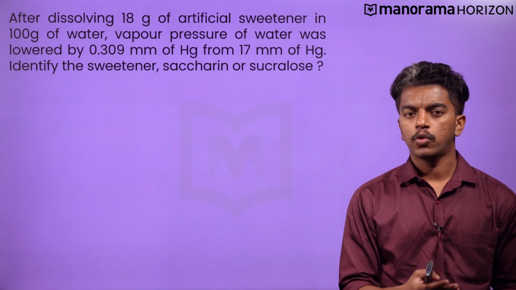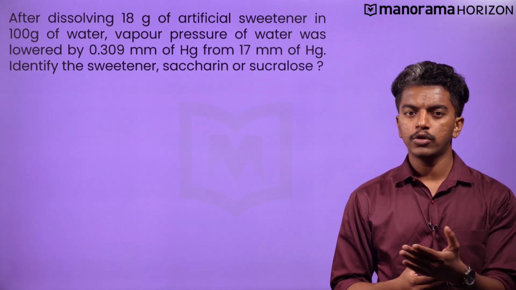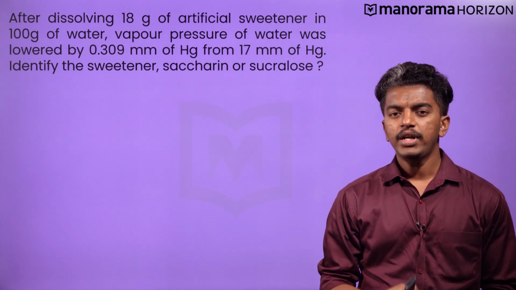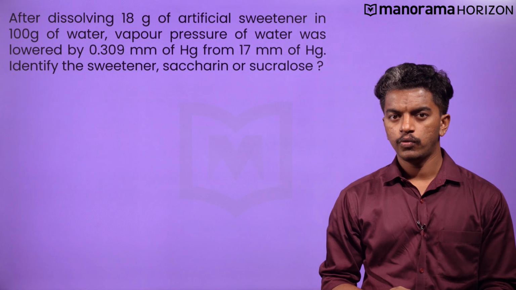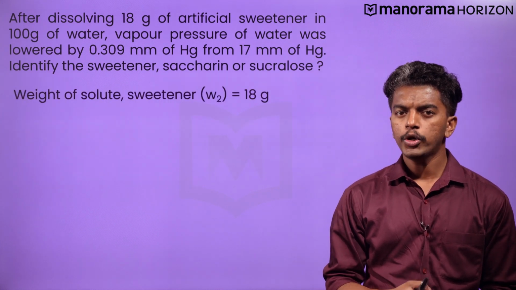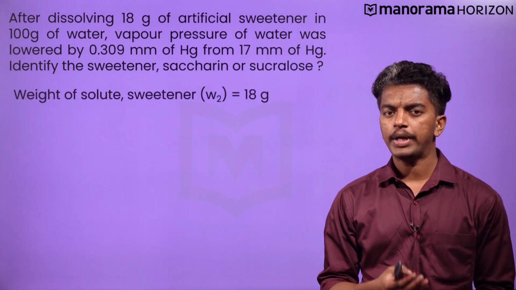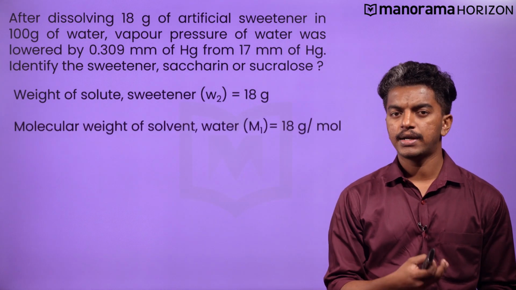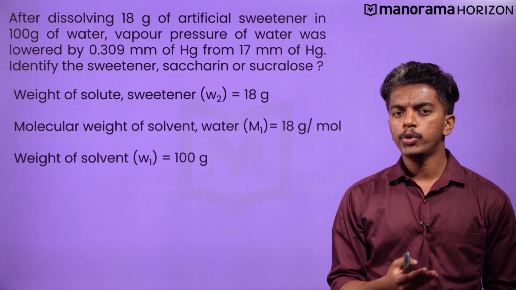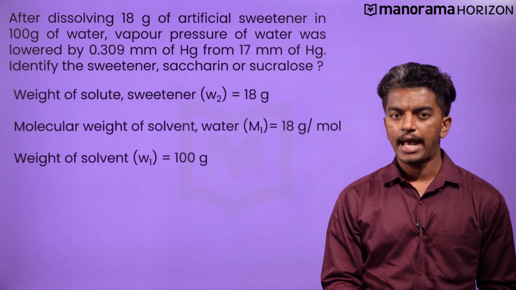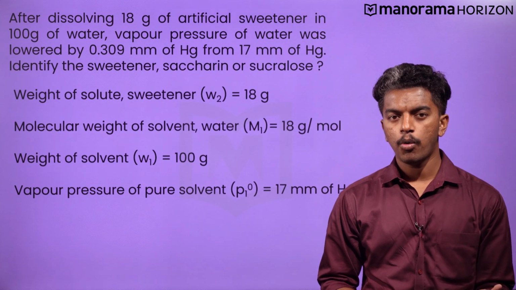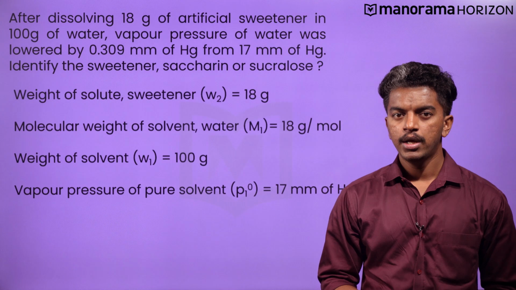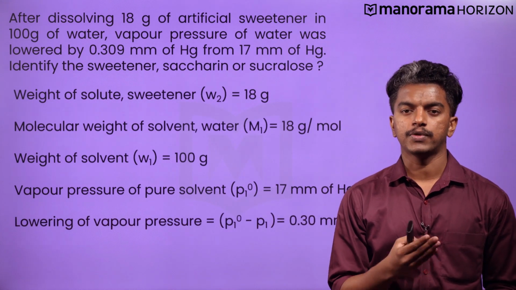Now, let us try to solve the question which I asked you at the beginning of this video. Here, the solute is sweetener and the solvent is water. The given information is weight of solute W2, which is equal to 18 grams, molecular weight of the solvent, which is water, is equal to 18 grams per mole, and weight of the solvent is given as 100 gram. Vapor pressure of pure solvent is 17 millimeter of mercury, and the reduced vapor pressure P1 0 minus P1 is equal to 0.30 millimeter of mercury. You need to calculate M2, the molecular weight of the solute.